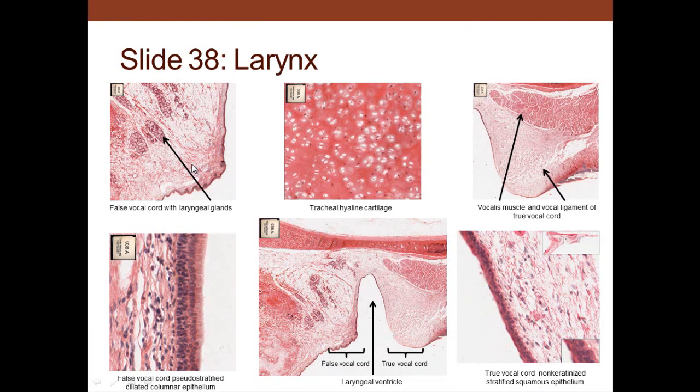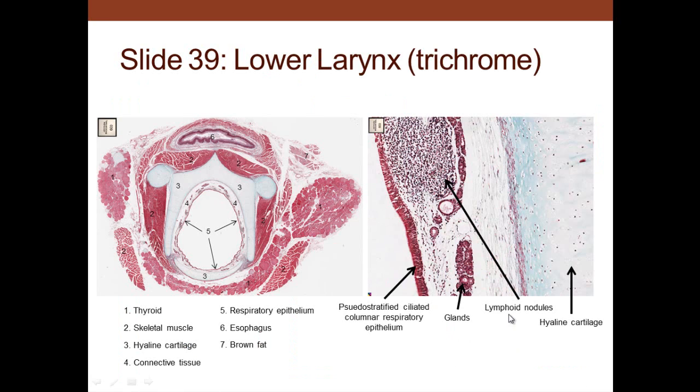So here we can see the glands in the vocal cord, stratified squamous epithelium, the hyaline cartilage. You can see the skeletal muscle, the vocal ligament of the true vocal cord, the respiratory epithelium, the false vocal cord, and the true vocal cord, as we can see there. The true vocal cord has the non-keratinized stratified squamous epithelium.